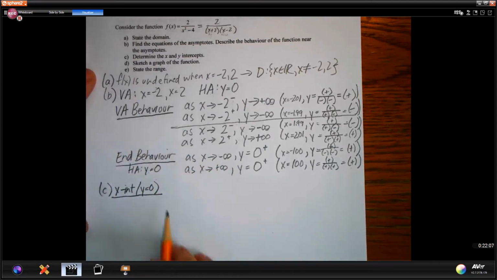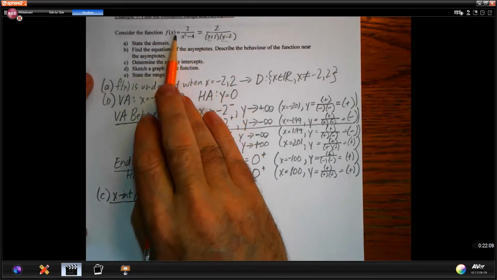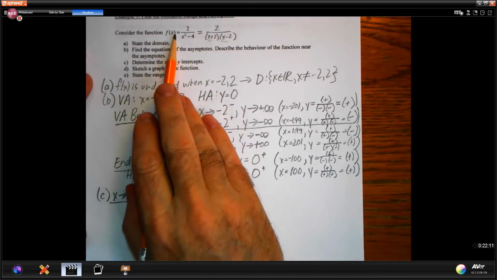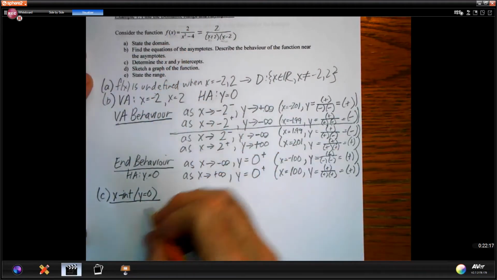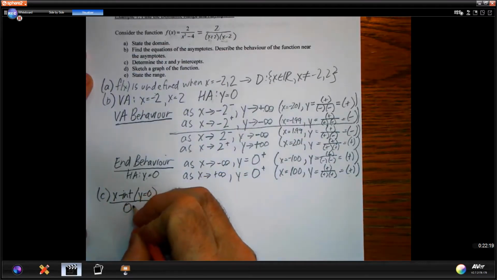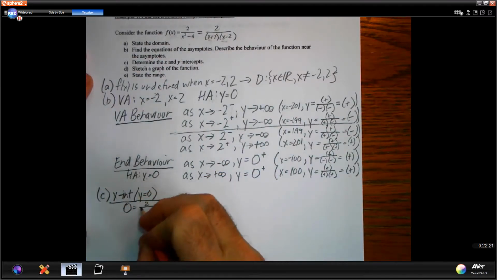Okay, so if I set y equals 0 for there, that's basically your f of x. So that would be 0 equals 2 over x plus 2 minus x minus 2.